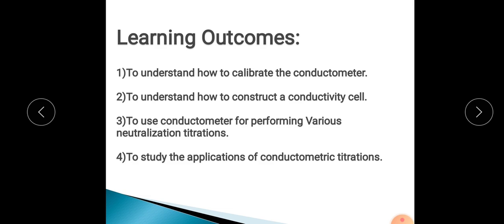What are the learning outcomes of today's session? Friends, after completion of this session, students should be able to understand how to calibrate the conductometer. You should be able to understand how to construct a conductivity cell. You should be able to use the conductometer for performing various neutralization titrations. And you should be able to study the applications of conductometric titrations. So these are the learning outcomes of today's session.